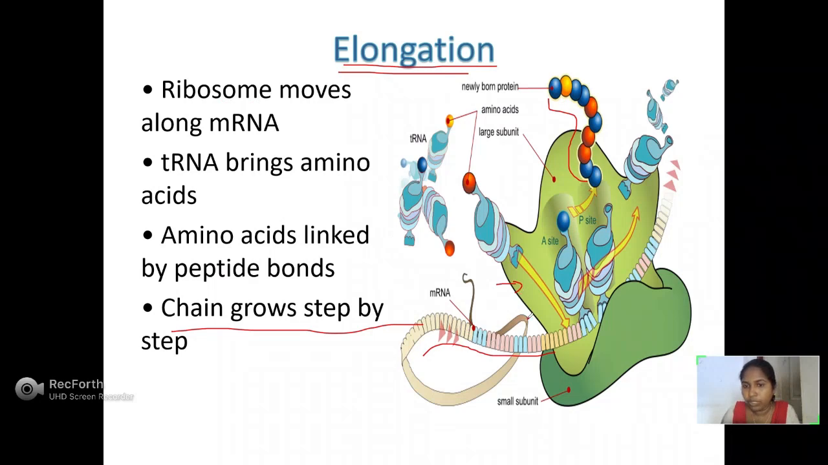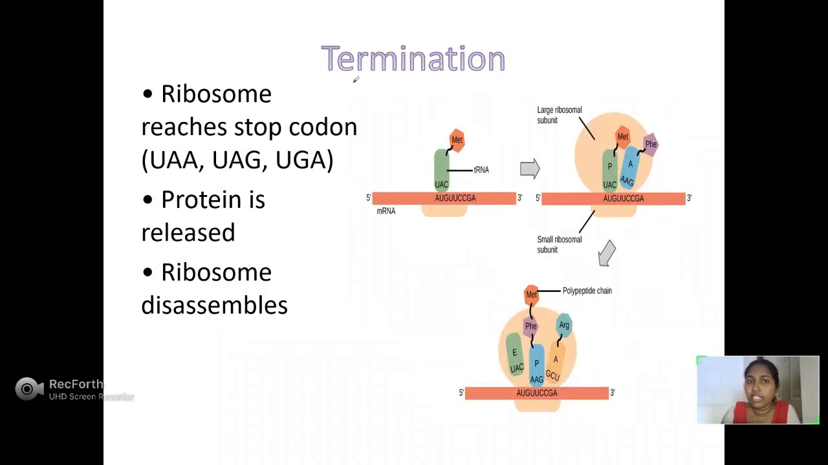The ribosome moves along the mRNA, and the tRNA comes with the amino acids, and these amino acids are linked by peptide bonds in the ribosome and come out from the ribosome, and this chain grows step by step. This is the elongation of the polypeptide chain. Then what is the termination process?